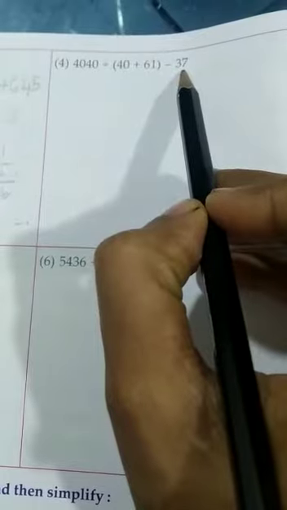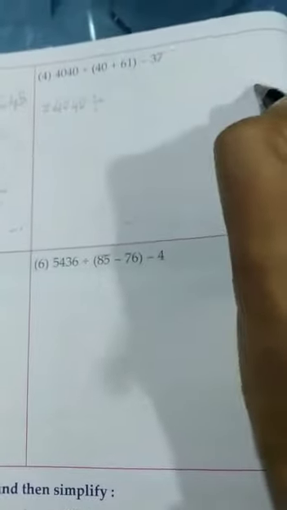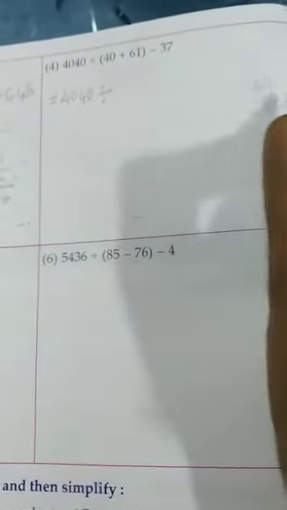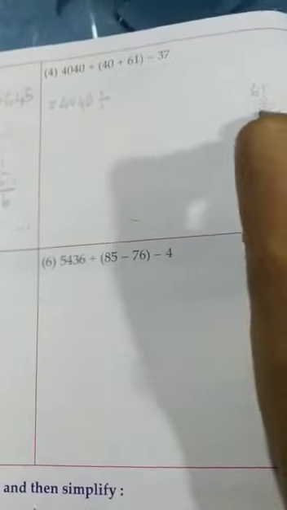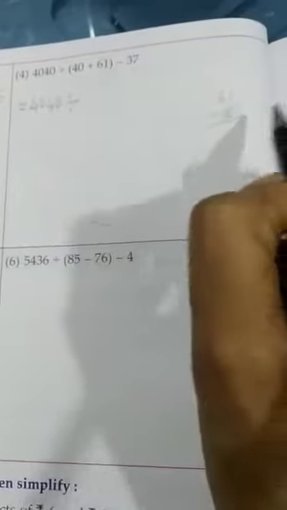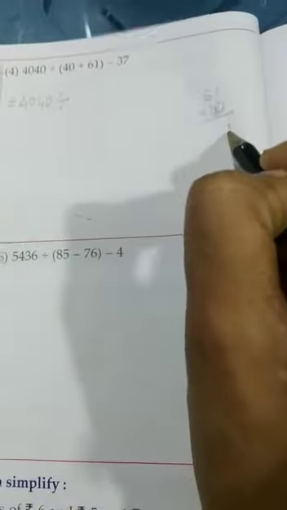Now let us go to the next one. It is 440 divided by 40 plus 60 minus 37. So they have given a bracket here, right? So what will you do? You will write 440 and do this addition, that means 61 plus 40. Whatever is given in the bracket has to be done first. So you got 101, then minus 37.